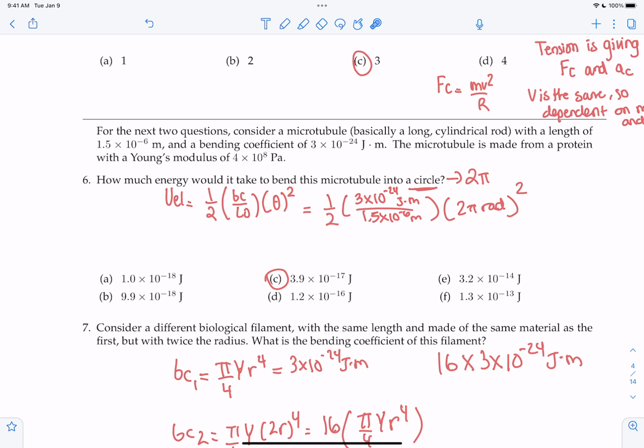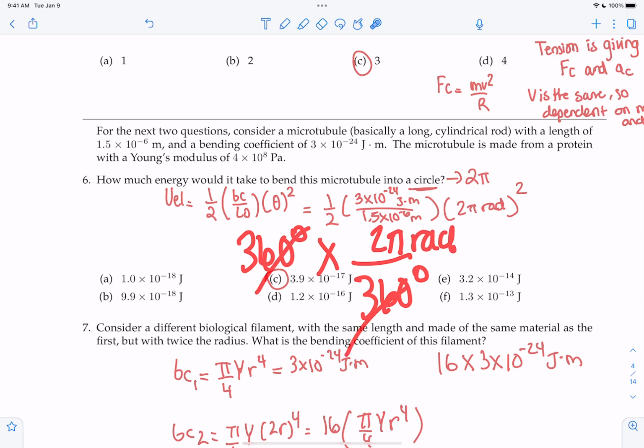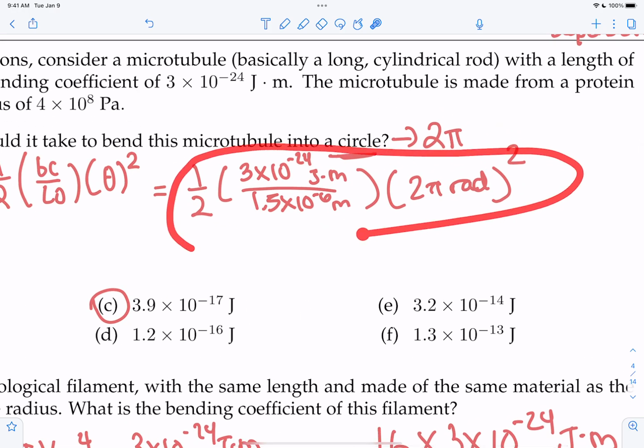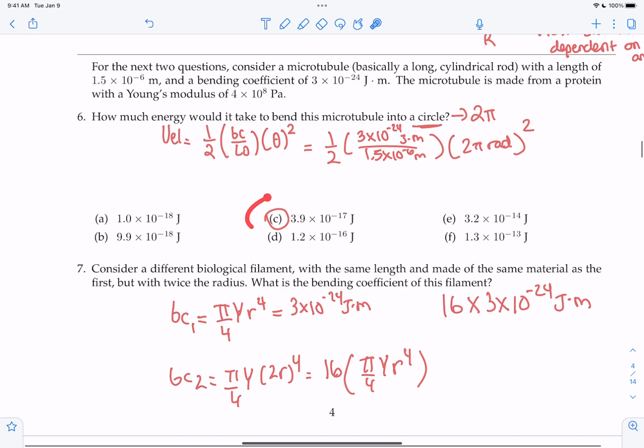Now, they're saying that they want to bend the microtubule into a circle. If they want to bend it into a circle, what's the angle of a circle? 360, right? So 360 degrees, divided by 360 degrees, is 2 pi radians. These cancel out, 2 pi radians. So we use 2 pi radians for our theta here. So we can plug in all this information here, and then we can get 3.9 times 10 to the negative 17 joules. Make sense for part 6?